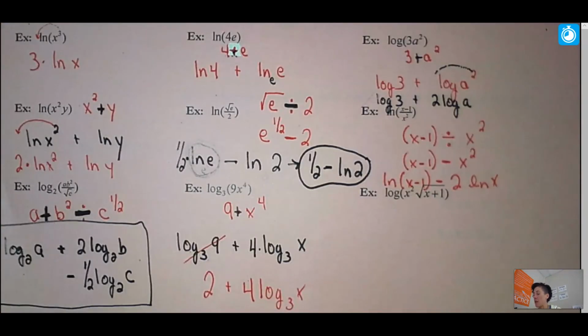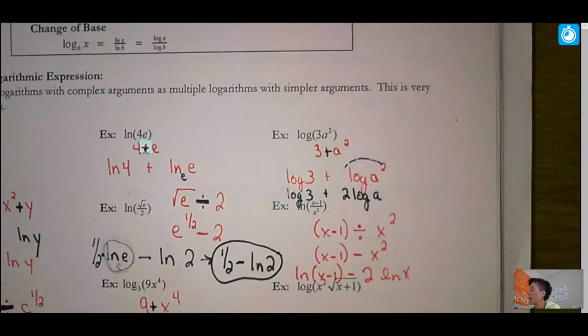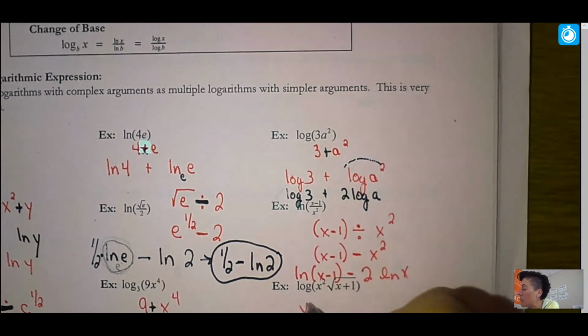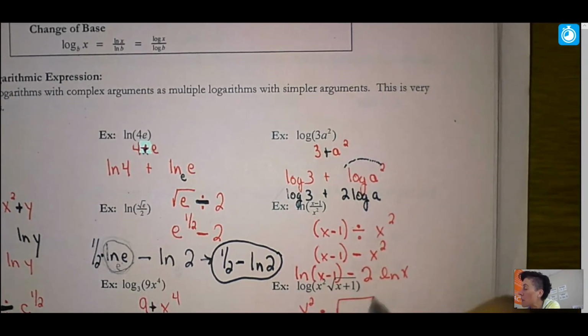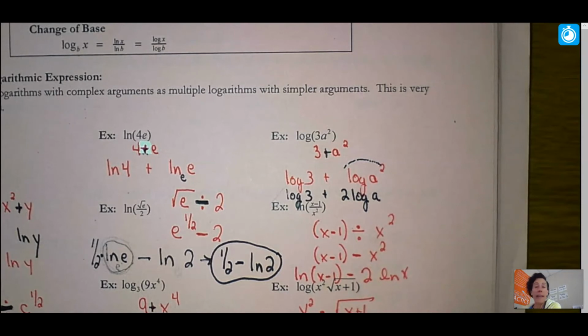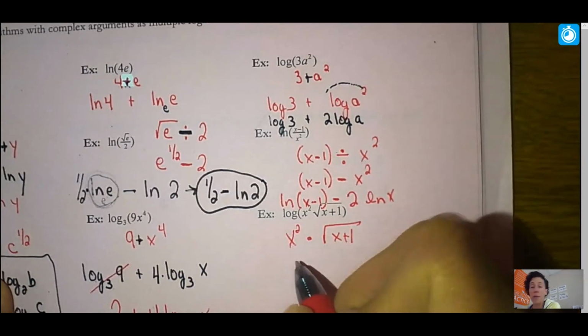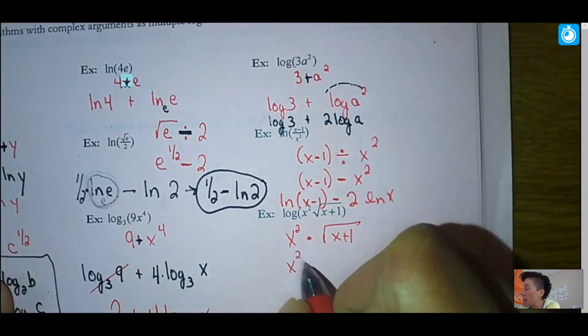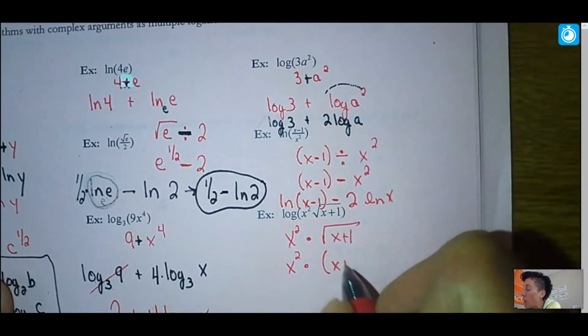So the last thing we're going to look at is this one. So what I see in here is x squared times the square root of x plus 1. And again, we don't use square roots, we use exponents, so I'm just going to rewrite this as a 1/2 power.